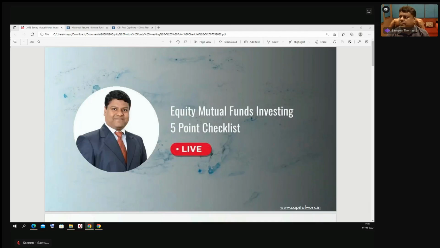So today's session is on equity mutual funds. We've been doing a lot of sessions on stock market analysis as well as options.